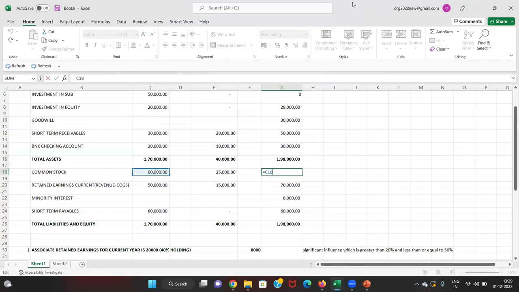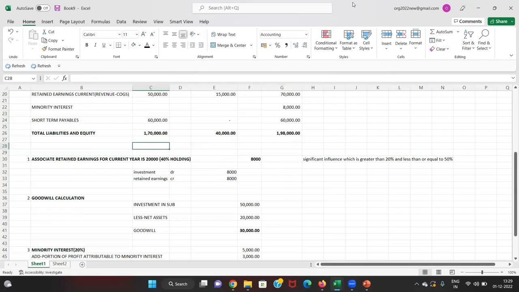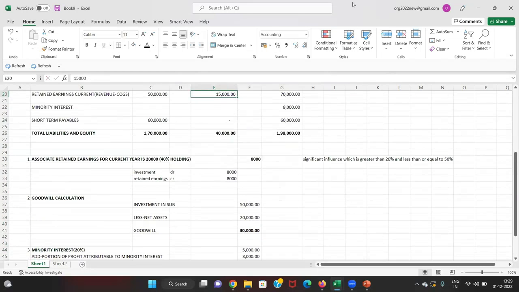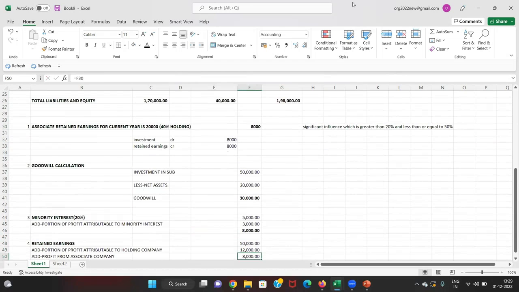Then retained earnings. For retained earnings, we have done some working. So retained earnings would be 50,000 plus the portion of the subsidiary's profits, that is 80% of 15,000, which would be 12,000, and 8,000 is the profit from the associate company, for which we have created a journal entry here. So that would be accumulated in our consolidated retained earnings. That brings us to the figure of 70,000.